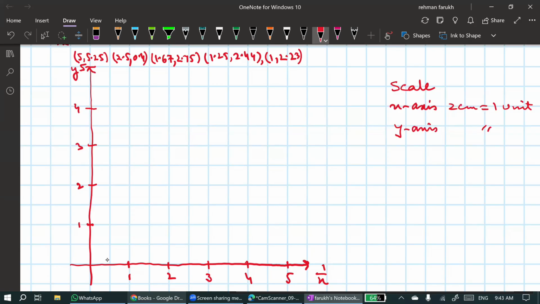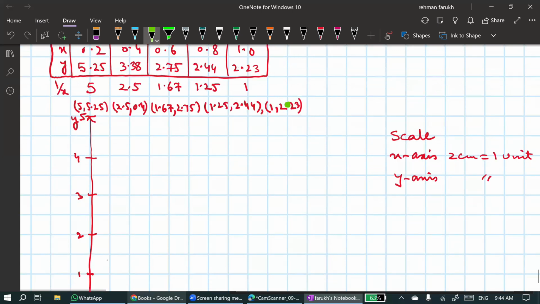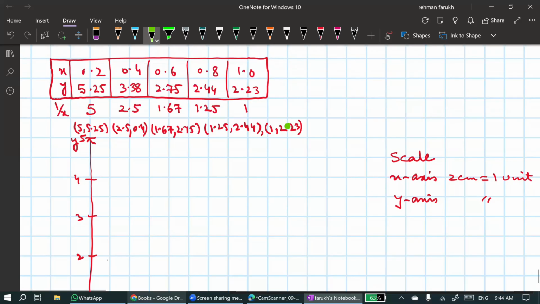Now the first point is 5 and 5.25. The next one is 2.5 and 0.4. 1.67 and 2.75. 5 and 5.25, 2.5 and 3.38. This one is wrong. This one should be 3.38.